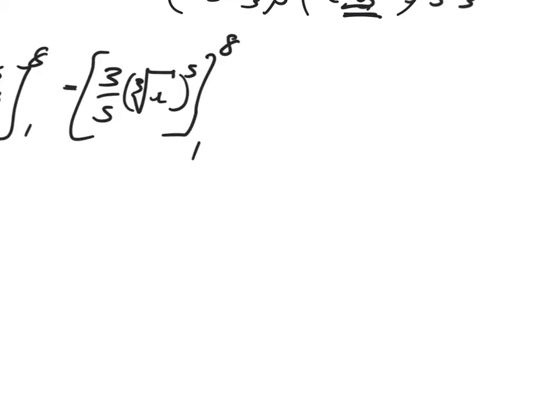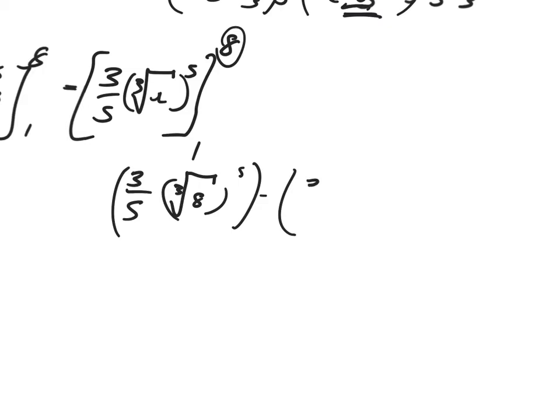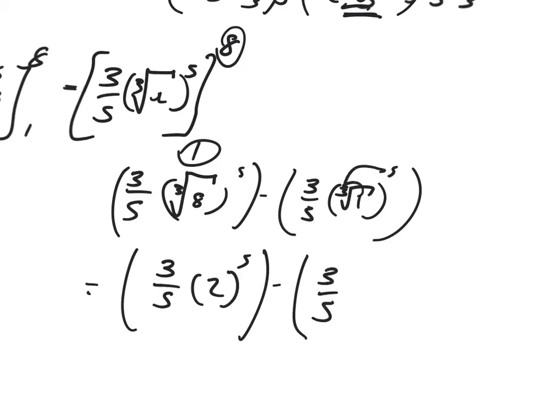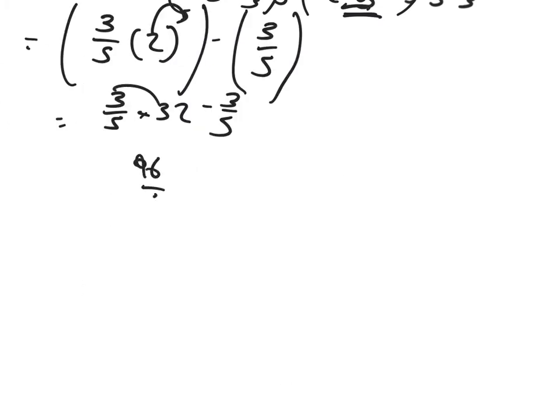That's now ready to make a substitution. Okay, so first of all, sub in the upper limit of 8, so 3/5 of the cube root of 8 brought to the power 5, close the bracket, minus open up. 3/5 of the cube root of 1 brought to the power 5. Okay, so the cube root of 8 is 2, so that's 3/5 of 2 brought to the power 5. Minus open up, and that will just be 3/5 of, well, the cube root of 1 is 1, 1 to the power 5 is 1, so it's just 3/5. 2 to the power 5, take your time with that, that's 32. So it's 3/5 of 32 minus 3/5. Okay, so that will give me 96 over 5 minus 3 over 5, which is 93 over 5.